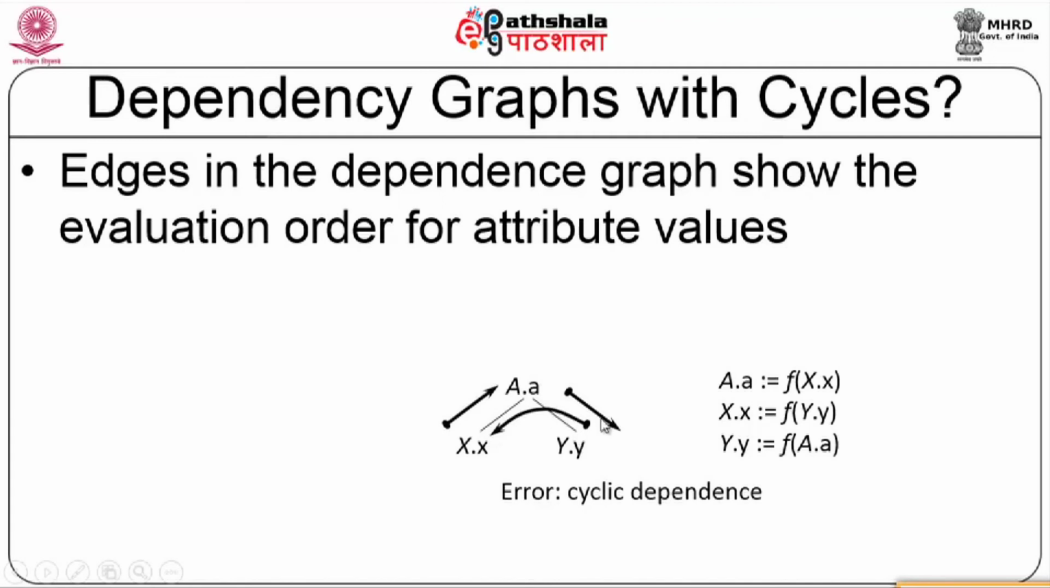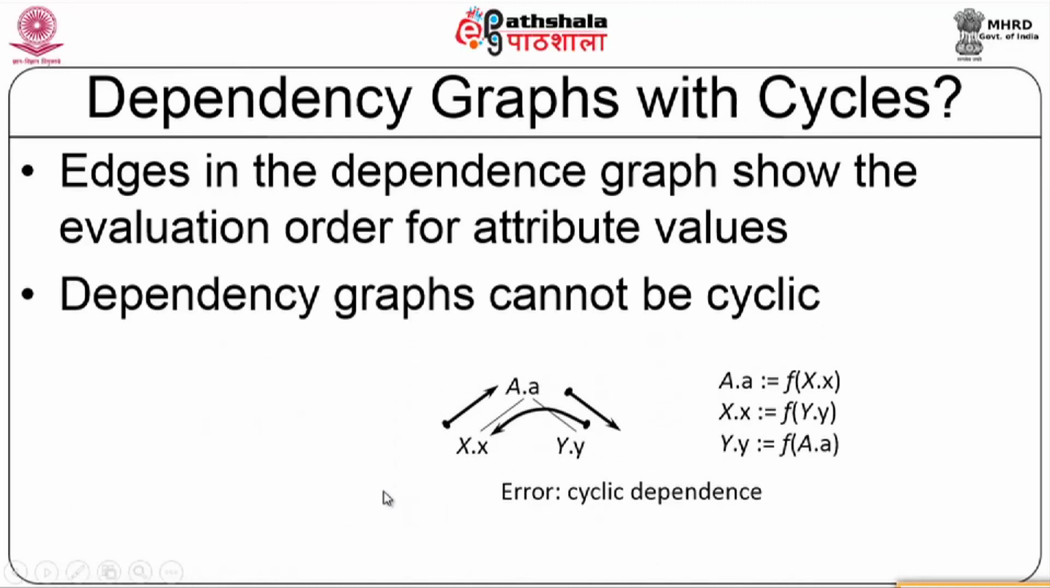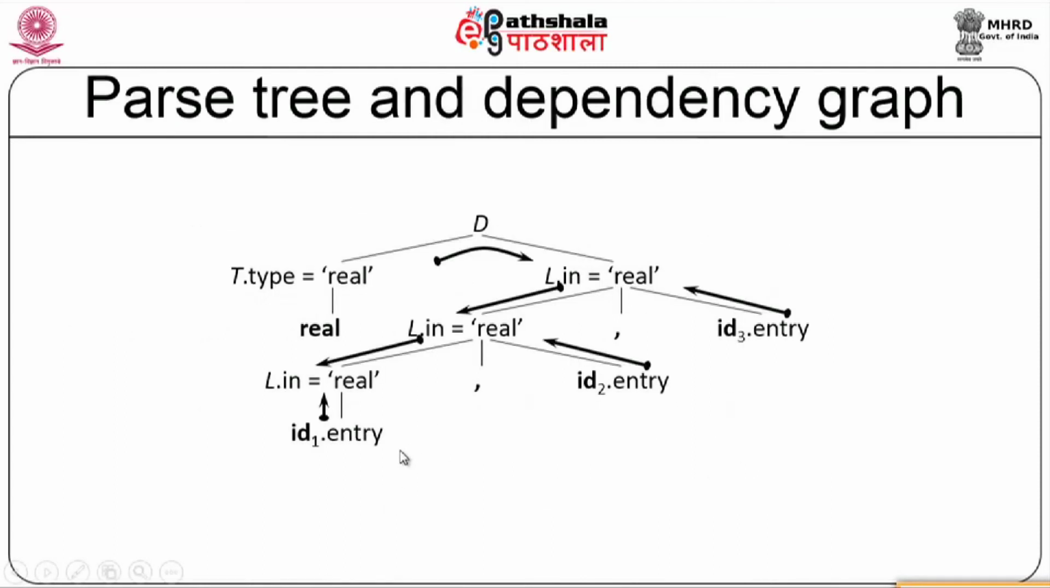Here is an example of a cycle: the value of A depends upon x, the value of y depends upon A, and the value of x depends upon y. So this is going to be a cycle. The graph should basically be an acyclic graph, to avoid computational difficulty. So, this is the example of a parse tree and this is going to be the dependency graph.